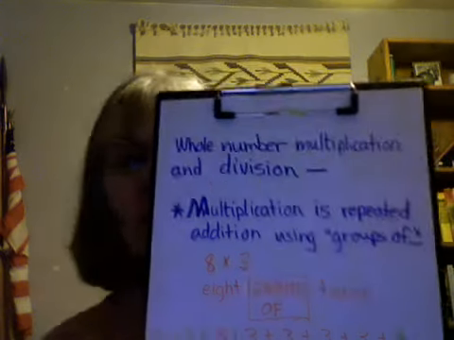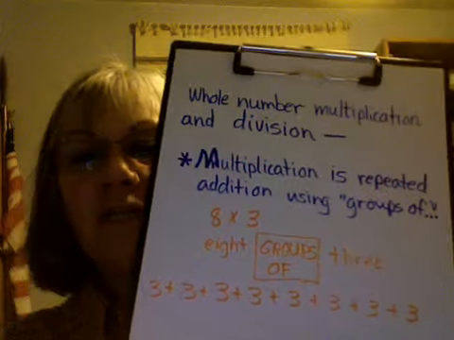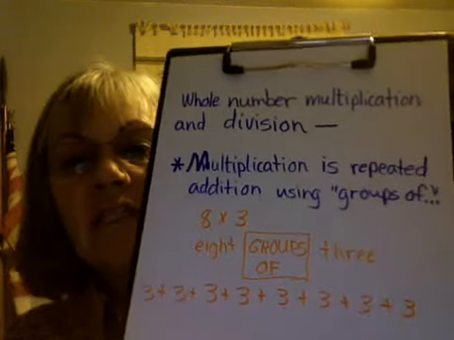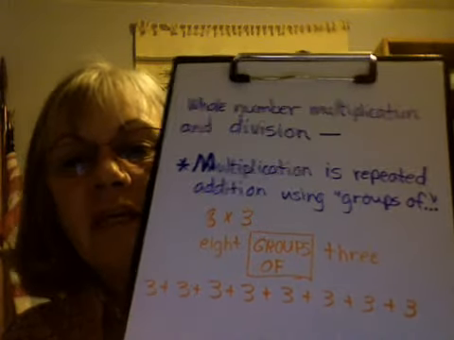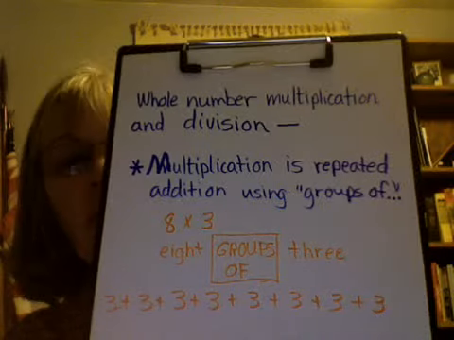First, multiplication is repeated addition using groups of. 8 times 3 has the same meaning as 8 groups of 3. And I've illustrated that here with 8 threes added all together. You'll be really fast with your multiplication if you've got the basic facts memorized and you know that 8 groups of 3 are 24.